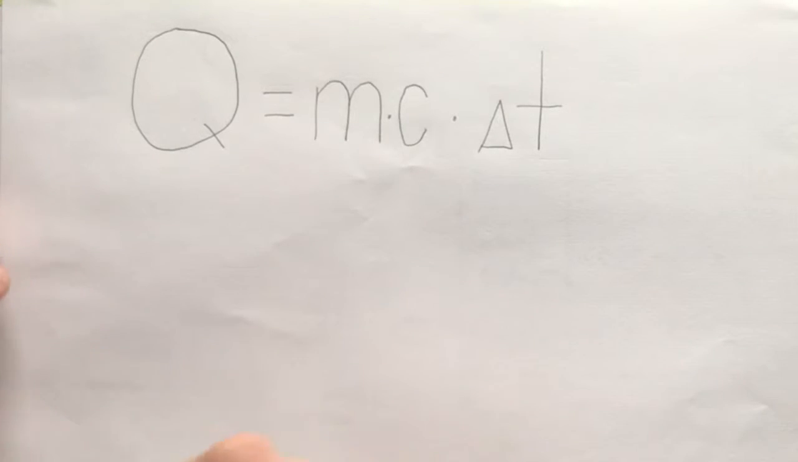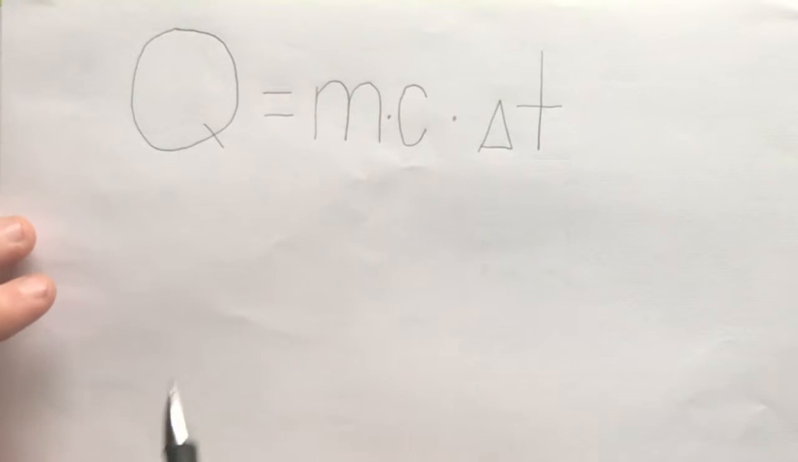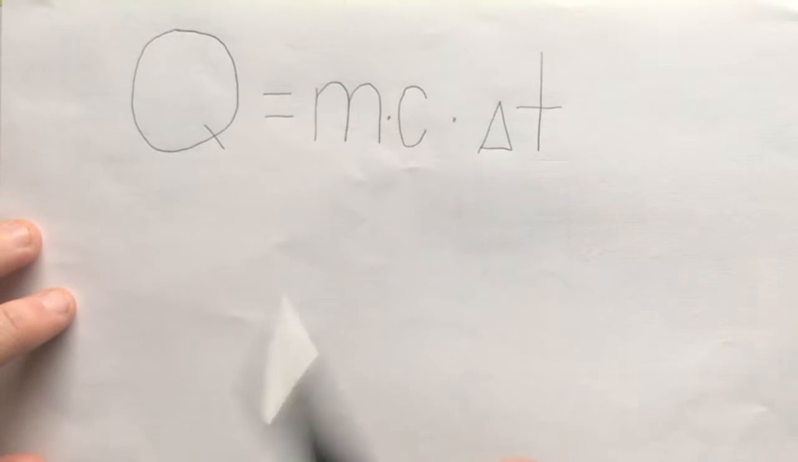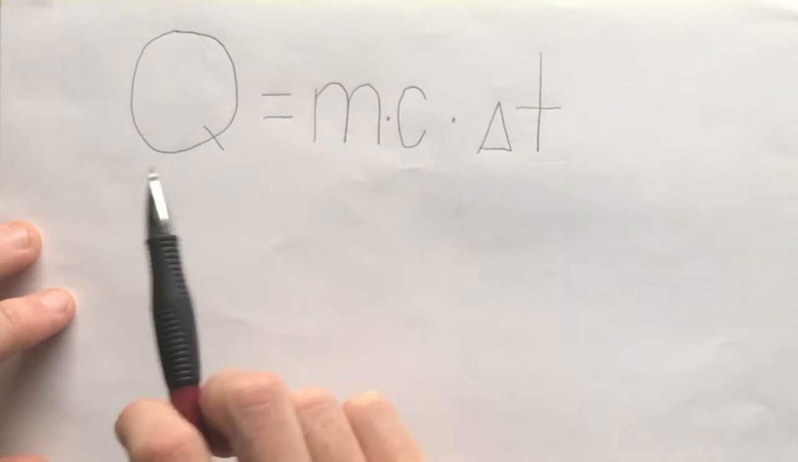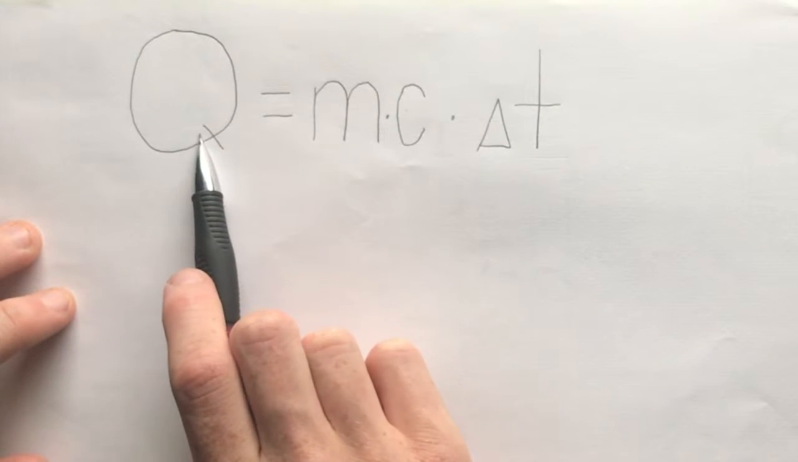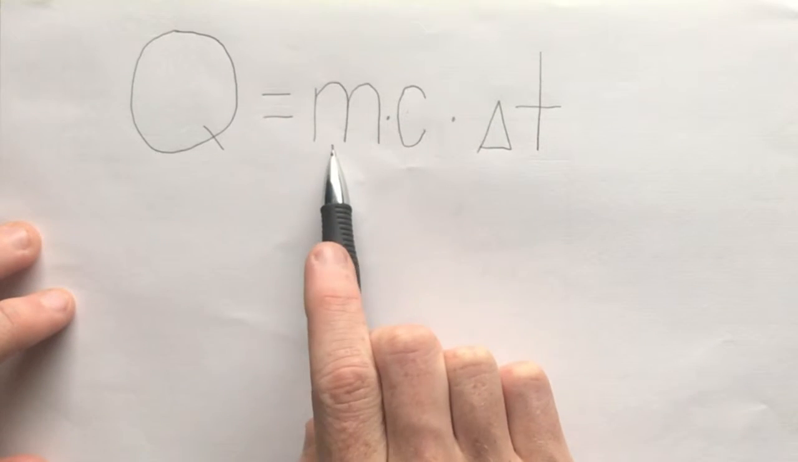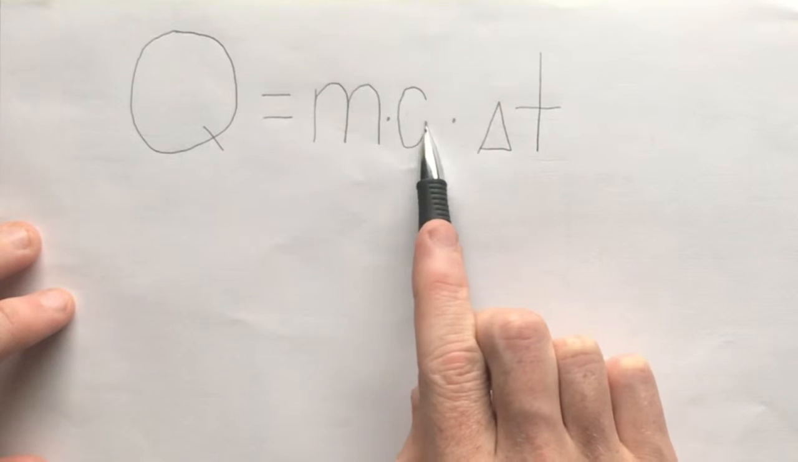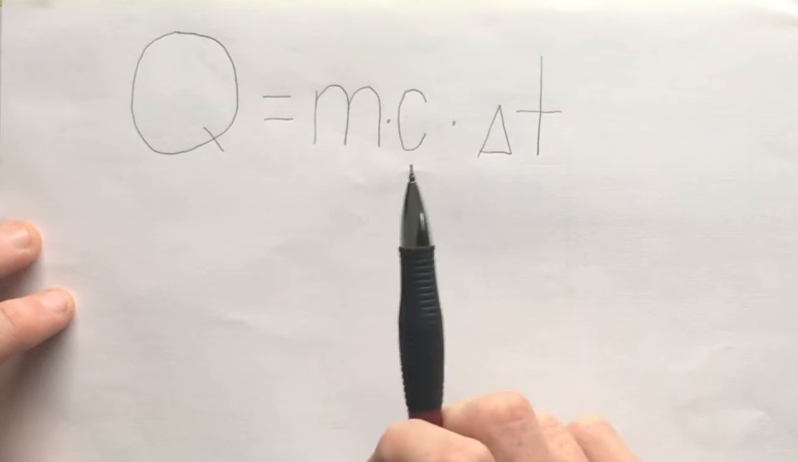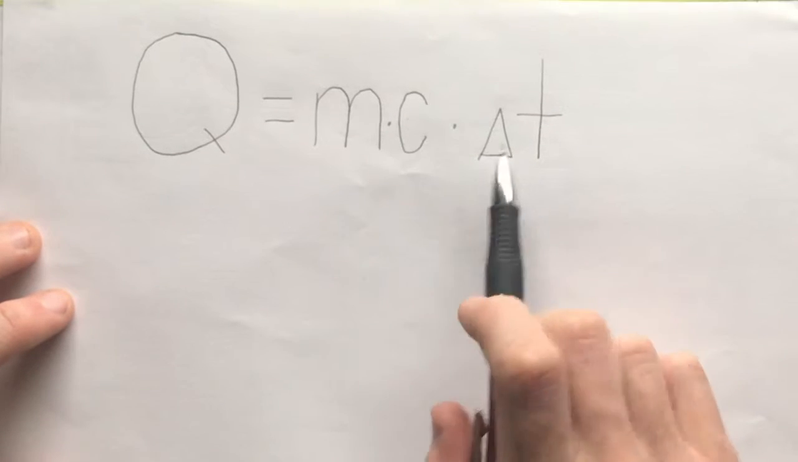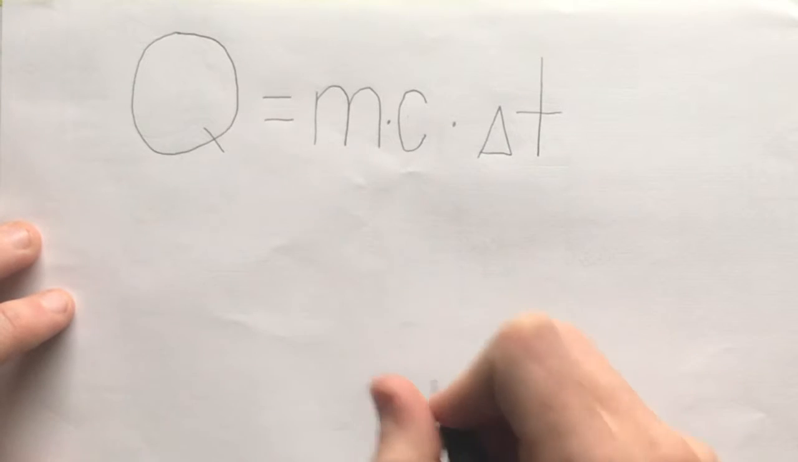Now to calculate the energy transferred between the water and the metal, we are going to use the specific heat formula, which is Q equals mc delta T. So in this equation, Q stands for energy, which can be in joules or kilojoules. M stands for mass, which is usually in grams. C stands for specific heat, which is in joules per gram degrees Celsius. And delta T stands for the temperature change.